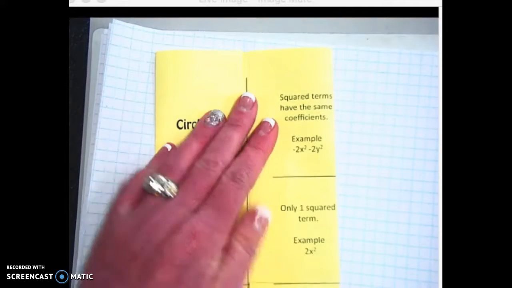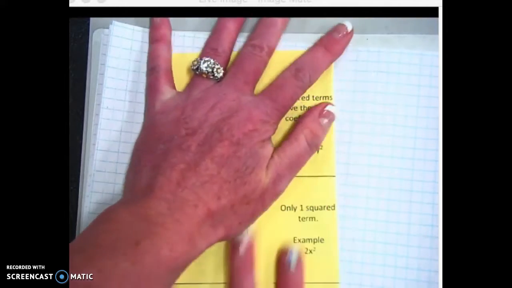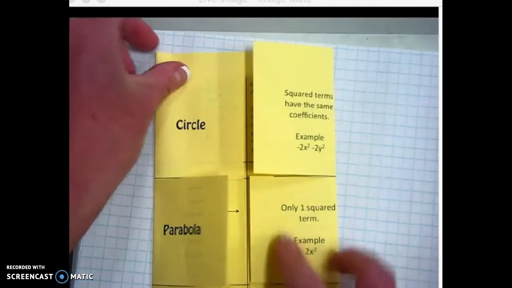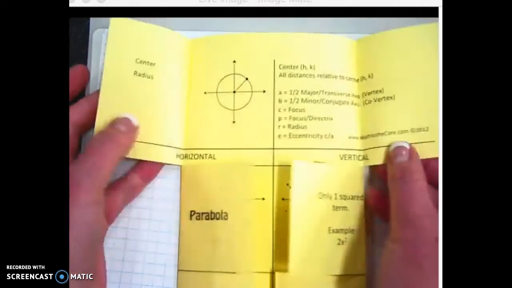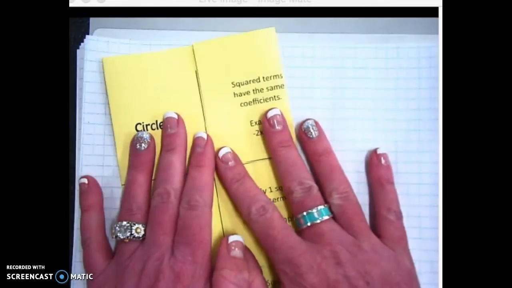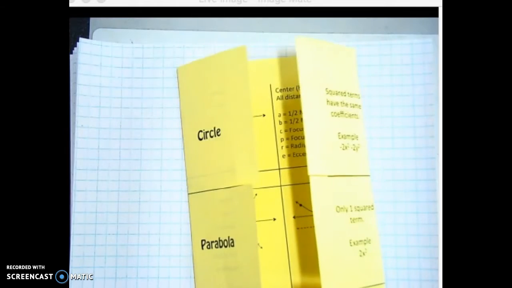This is a little foldable. We're going to add some notes to it, and then if you have a notebook, you can staple it in there, or you'll notice the back is blank, so you can glue it in there. So you can open it up and look at the features of the 4 different conic sections. We're going to add some information that's appropriate for it, right?